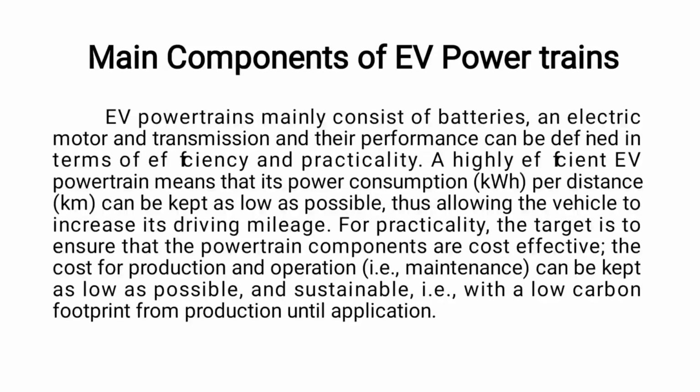The components of electric vehicle powertrains mainly consist of batteries, an electric motor, and the transmission, and their performance can be identified in terms of efficiency and practicality. A highly efficient electric vehicle powertrain means that power consumption per distance can be kept as low as possible, allowing the vehicle to increase its driving mileage. For practicality, the target is to ensure the powertrain components are cost effective. The cost for production and operation can be kept low and sustainable, with a low carbon footprint from the production until application.